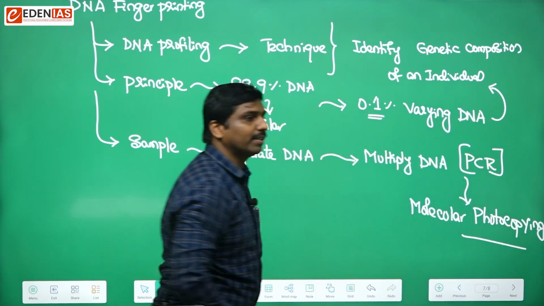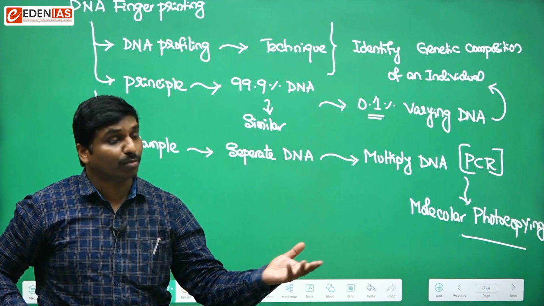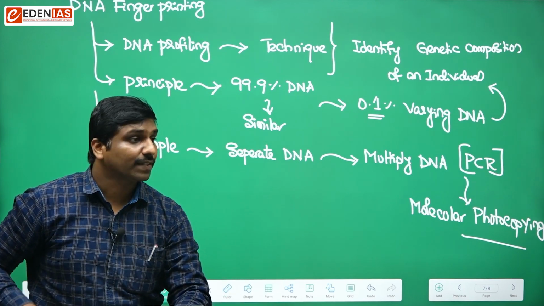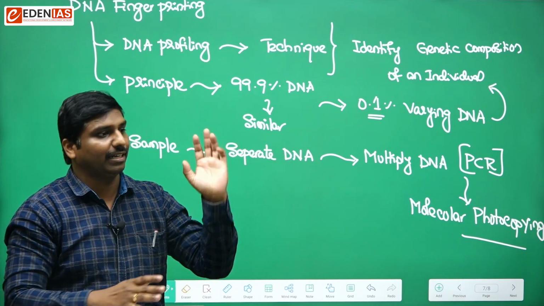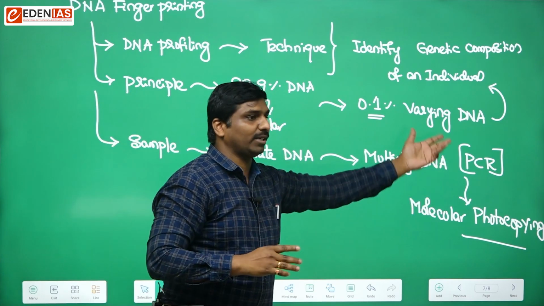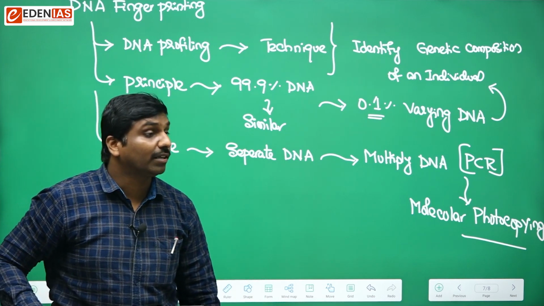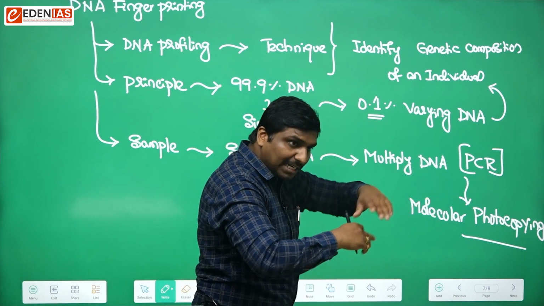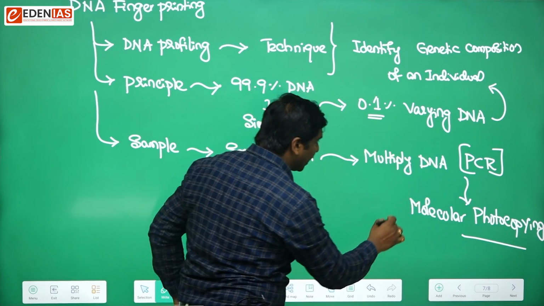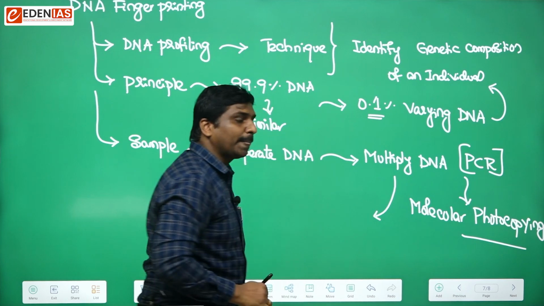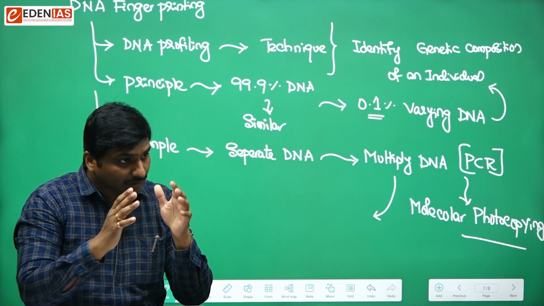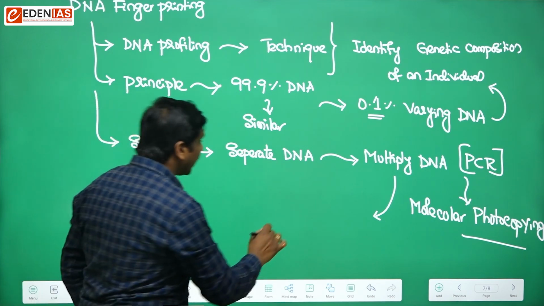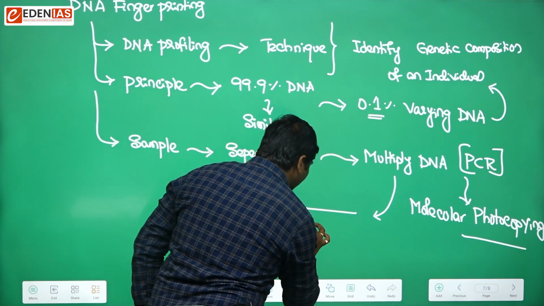We have already learned about molecular scissors, molecular glue, and now this is molecular photocopying, because we are producing copies of DNA at the molecular level. That is why it is called molecular photocopying. Now with the help of PCR, we have multiplied the DNA, and after multiplication, we will try to arrange these DNA into the form of visible bands.